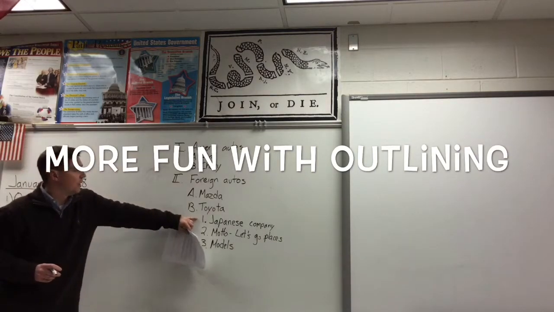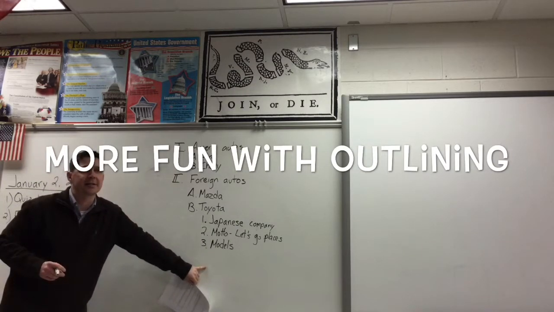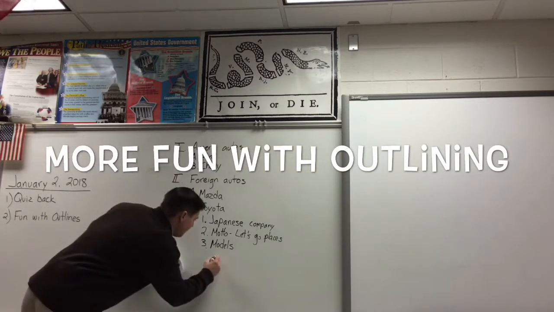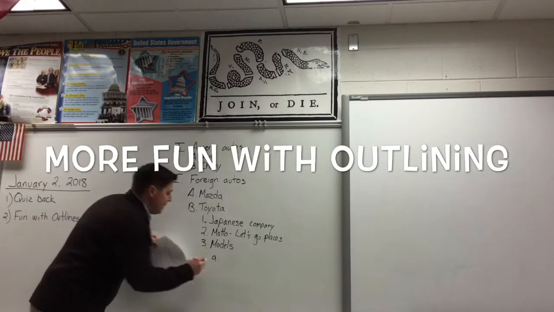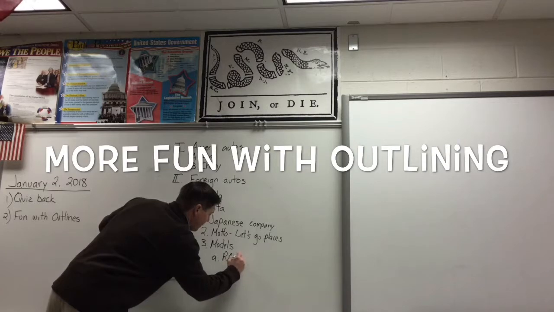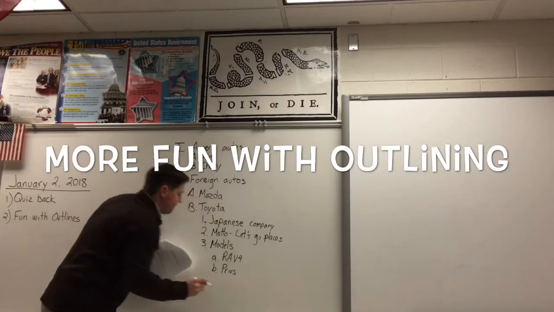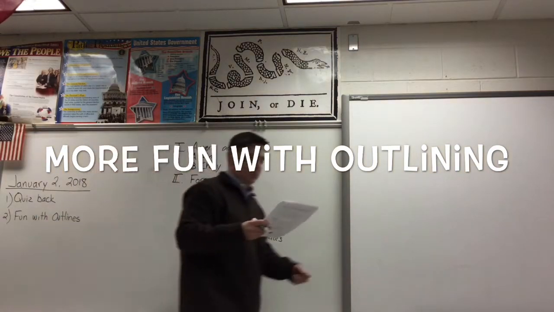We've got Roman numerals, capital letters, numbers. What's next? Lowercase letters. All right. Okay, RAV4. Prius. F-150. My brother has a RAV4. F-150. Corolla. Prius. Corolla.